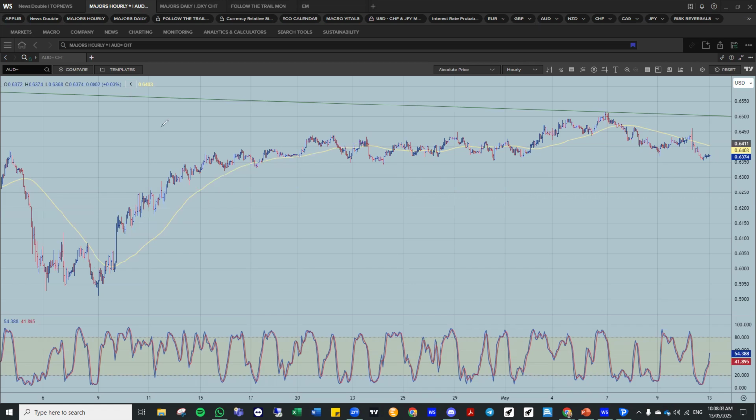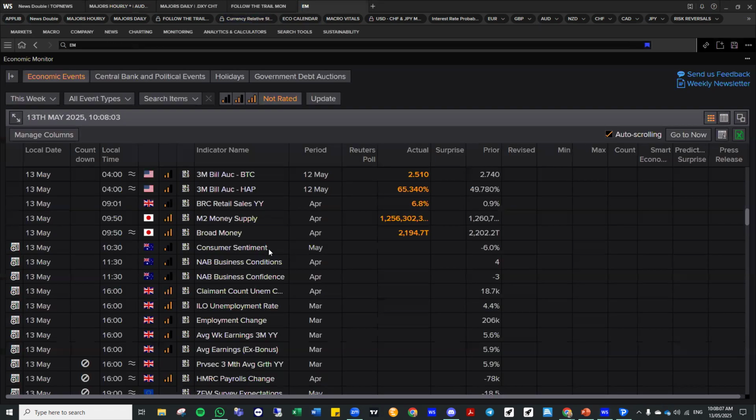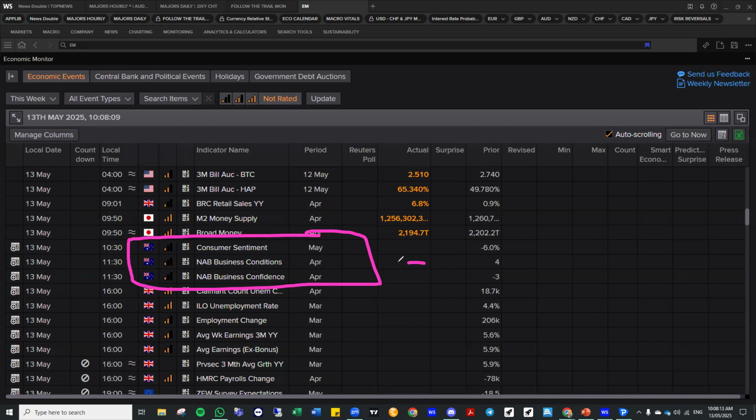Now, what I would generally be doing, okay, if I'm looking at, say, the economic calendar and I see I've got some key Aussie data coming out, and not that the NAB business conditions is massive, but say we had a CPI number.